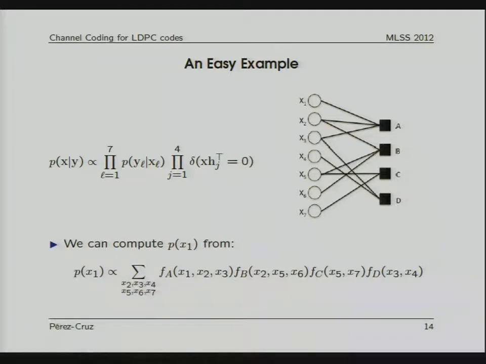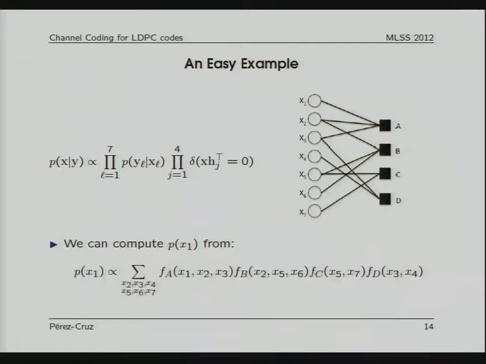Okay? And to simplify things, because I don't want to be carrying all the y's over here, I'm assuming that I incorporated the information from the likelihoods in each one of the factors. Okay? Like this is a function of x1, x2, and x3. The probability of y1 given x1, I can put it in there. Okay? The same with 2 and 3. The 4, I can put it in D. The 5 and the 6, I can put it in B. And the 7, I can put it in C.